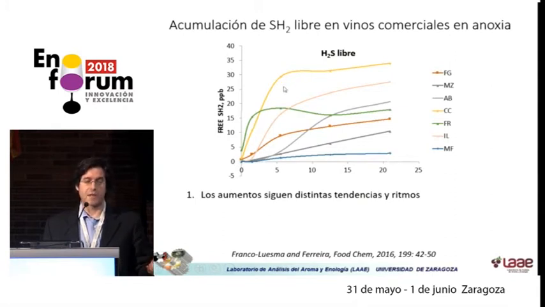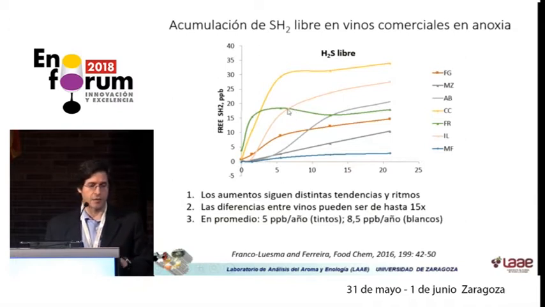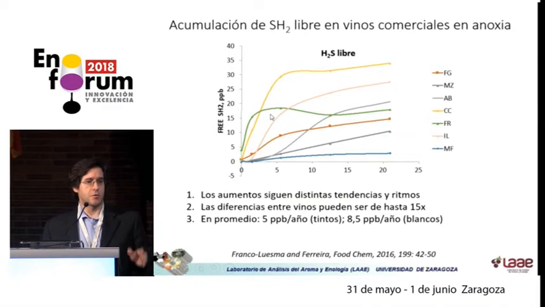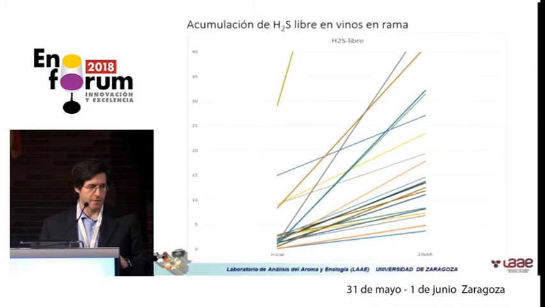This is unavoidable, but we have wines that are producing very little amounts and wines that are producing very big amounts. The differences between wines can be over a factor of 15, and there are some wines that are a real manufacturing plant of H2S. Any wine is going to produce like 5 parts per billion per year, if talking about red wines, and in white wines 8.5 ppb per year. As for maximum levels, we have found some wines with 30 ppb per year and some wines with problems that were producing up to 70 ppb per year.